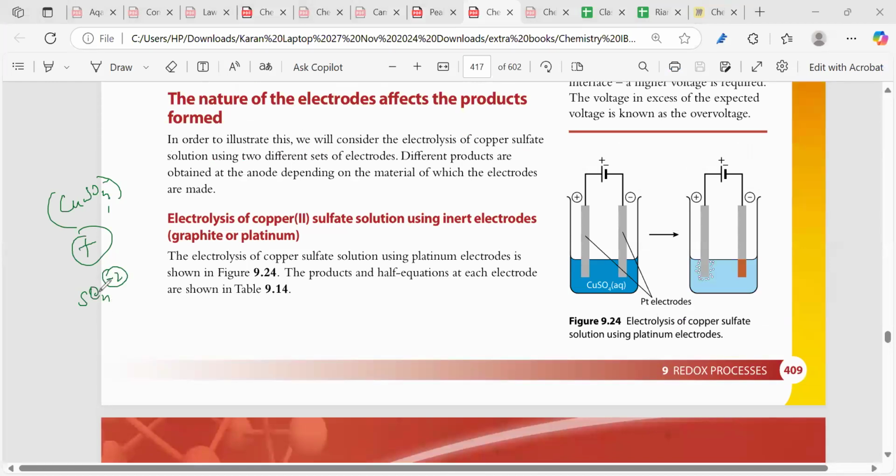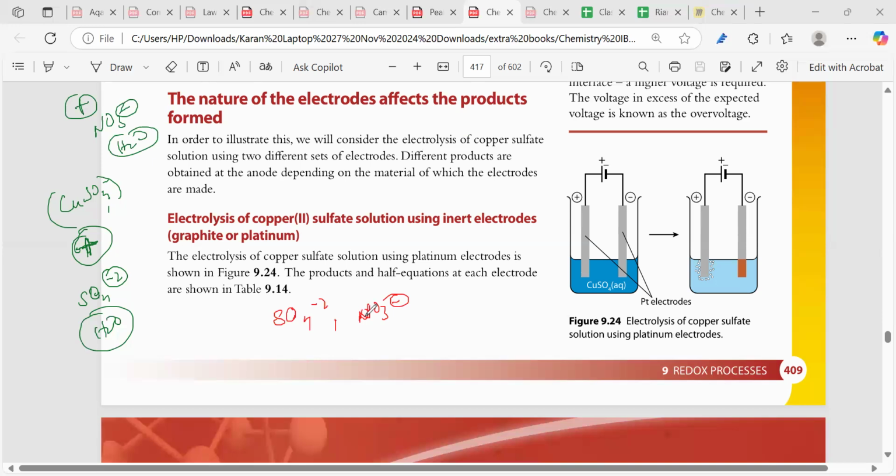Sulfate and H2O will be rushing to the anode. Now remember, if you take copper nitrate, who rushes to the anode? Nitrate ions and H2O. Now write down this: sulfates and nitrates will not go and get oxidized at the anode. Write it down. Clear?